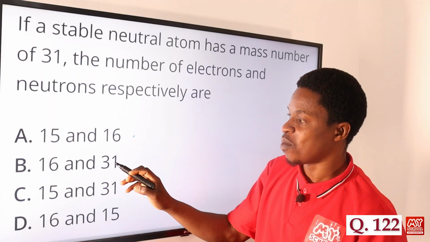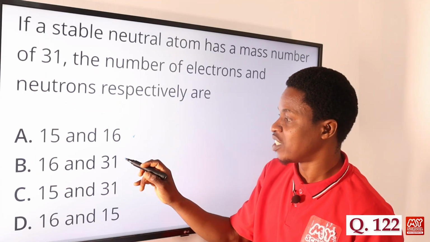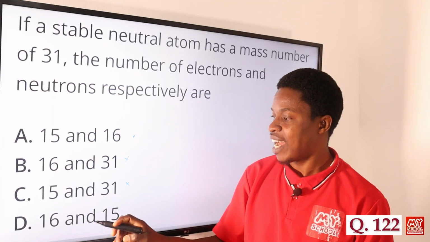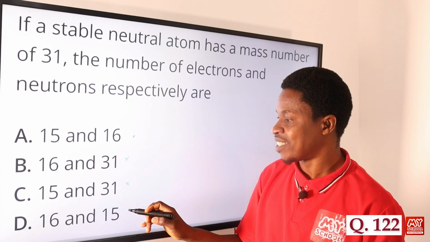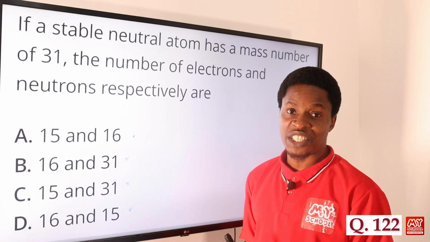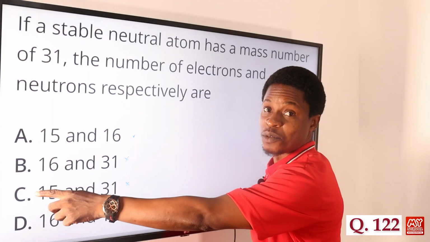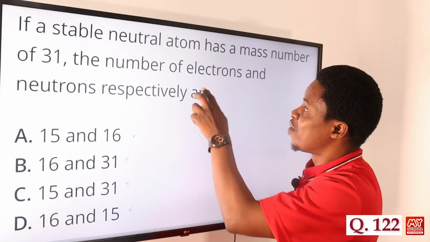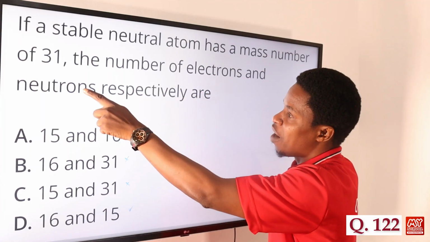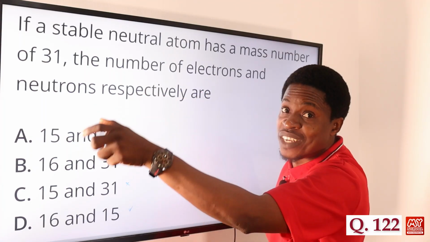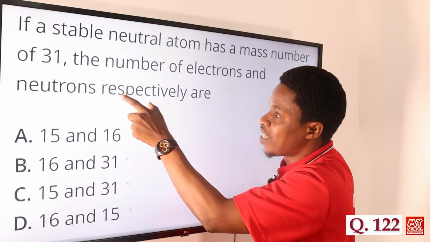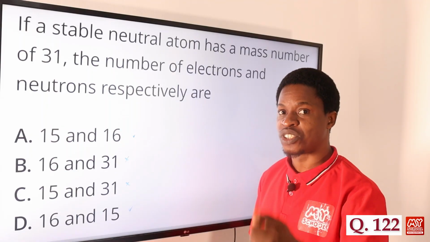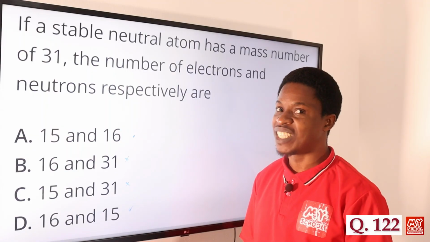Option B, 16 plus 31 will be more than 31, so this one is eliminated. 15 plus 31 will be more than this, so this is eliminated. 16 and 15, 16 plus 15 will also give us 31, so this is left. So the elimination method eliminates option B and option C, and we are left with option A and option D. Then we're told that we have to find the number of electrons and number of neutrons respectively. So the first value must be electrons and the second must be neutrons. And it is not possible for the number of electrons to be more than the number of neutrons. It is not possible.